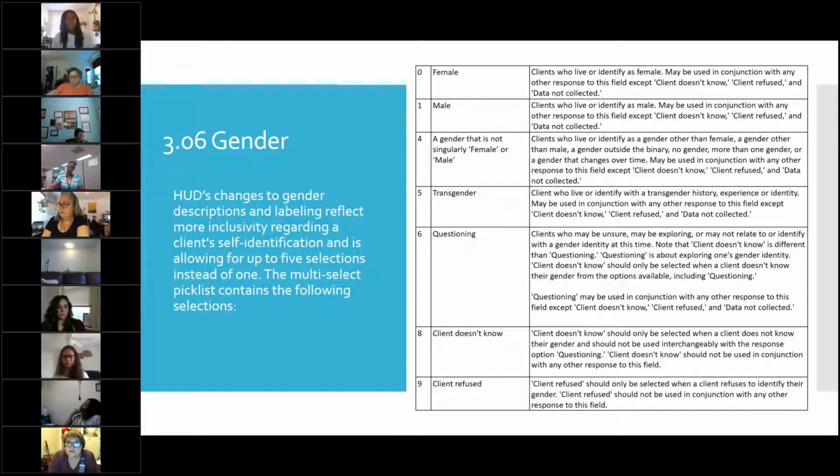Clients decide in which projects they will disclose potentially sensitive information. Project staff should enter the self-reported information as directed by the client. The options include female, male, a gender that is not singularly female or male, transgender, questioning, client doesn't know, or client refused.